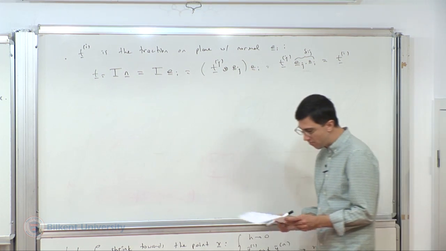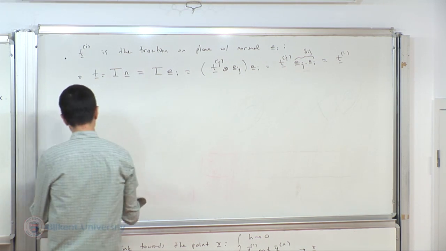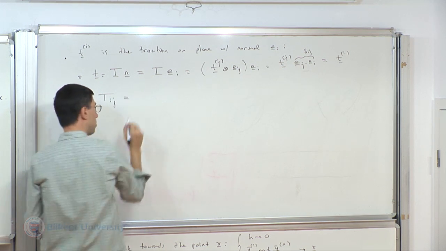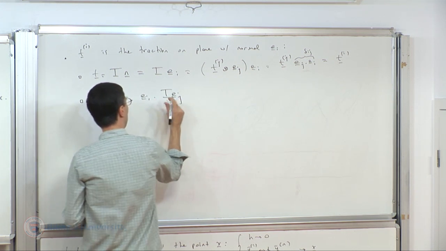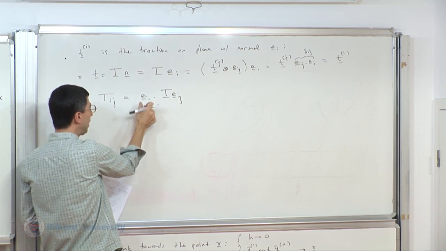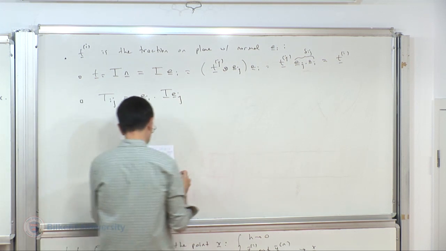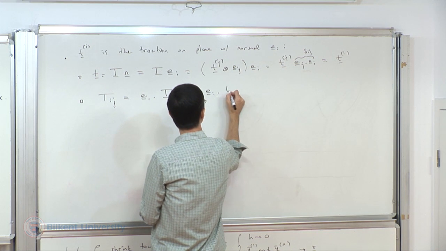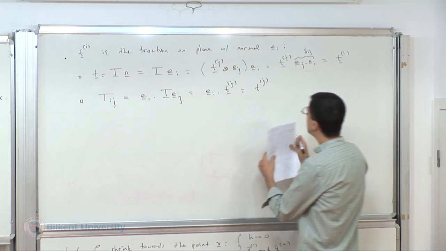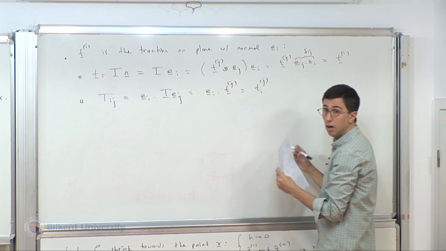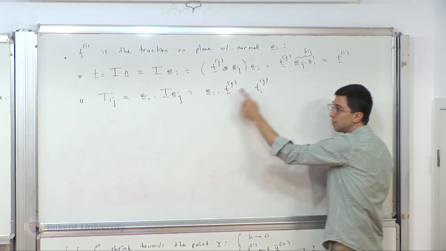Okay. So that just verifies our interpretation. Now, the second thing is, if you'd like to calculate the components Tij of the stress tensor, then what you have to do is operate on Ej first and then dot with Ei. That will extract the component i of that vector. Now, that vector, I already know what it is. It is Tj. Okay, so that's equal to Ei · Tj. And that is, therefore, the component i of the traction vector that is associated with the plane with normal Ej. Okay, that's Tij.